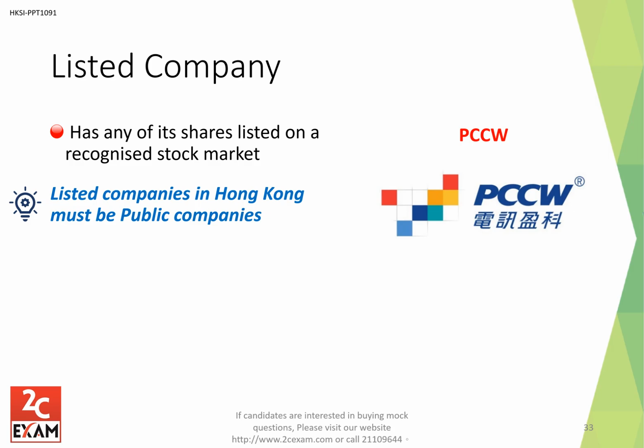By definition, a listed company is one that has any of its shares listed on a recognized stock market, such as Café de Coral and PCCW, which were mentioned earlier. These are all listed companies. So to reiterate, listed companies are inevitably public companies.